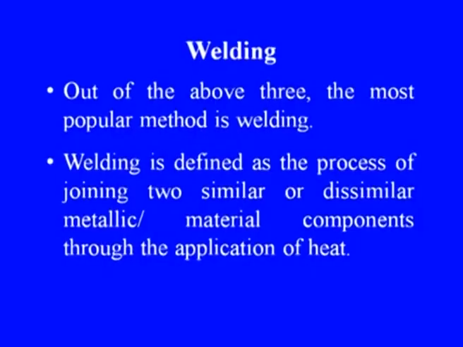Welding. Out of the above three categories, the most popular method is welding, in which materials are joined permanently. Welding is defined as the process of joining two similar or dissimilar metallic or material components through the application of heat. In welding, filler material can be used and pressure may be applied as per the necessity.